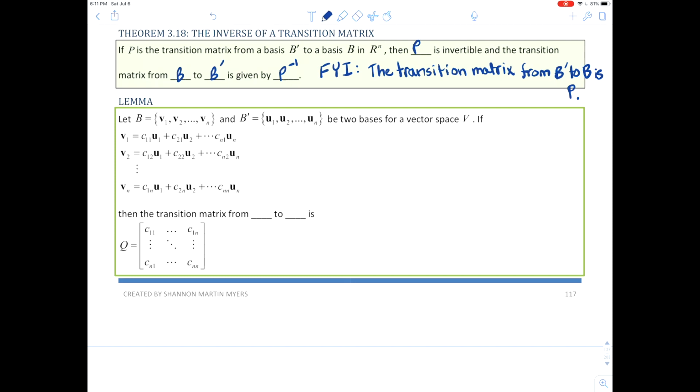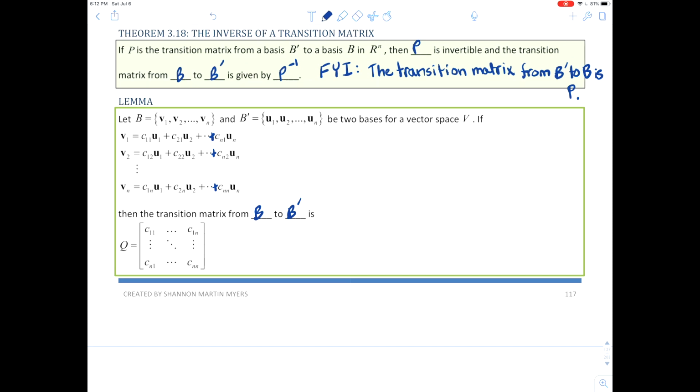So here's a lemma for you. Let B equal to the set of vectors v1, v2, all the way down to vn, and B prime equal to u1, u2, all the way down to un, be two bases for a vector space V. If v1 equals c11u1 plus c21u2 plus ... plus cn1un, and then it would go like this. Then the transition matrix from B to B prime turns out to be Q equal to, and what are these made up of? Beautiful, the column matrices.